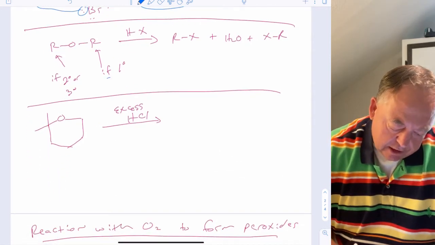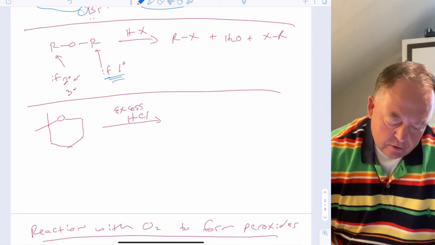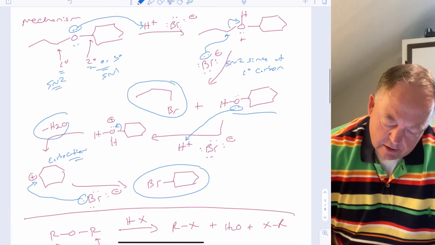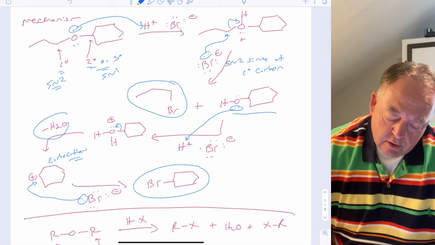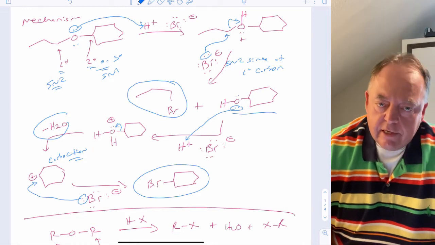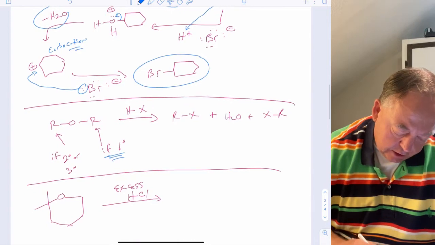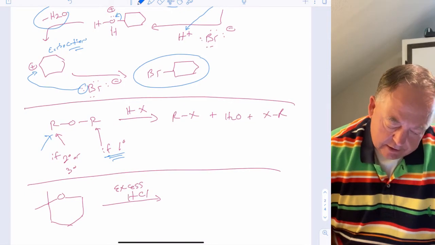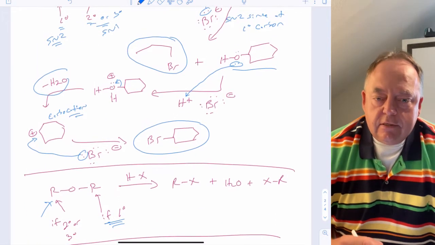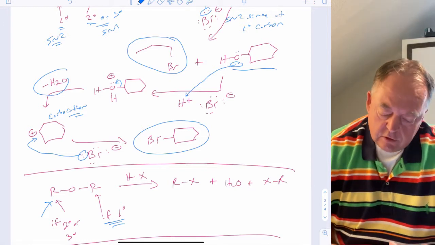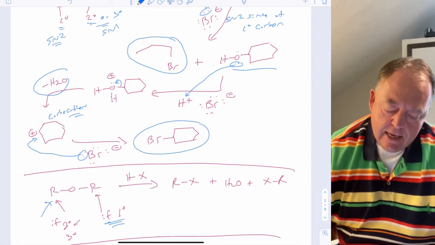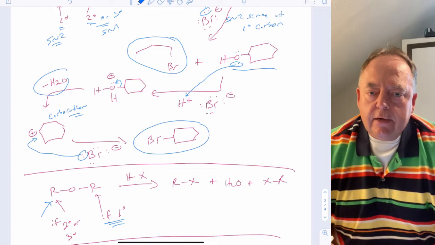Okay, so again, you just have to keep in mind, if you're working through the mechanism, if the carbon's primary, then the halide is going to attack the carbon and kick off the leaving group SN2-like. If it's at a secondary or tertiary carbon, then it's going to go carbocation intermediate instead. Or something's going to leave to make a carbocation, and then the halide is going to attack.